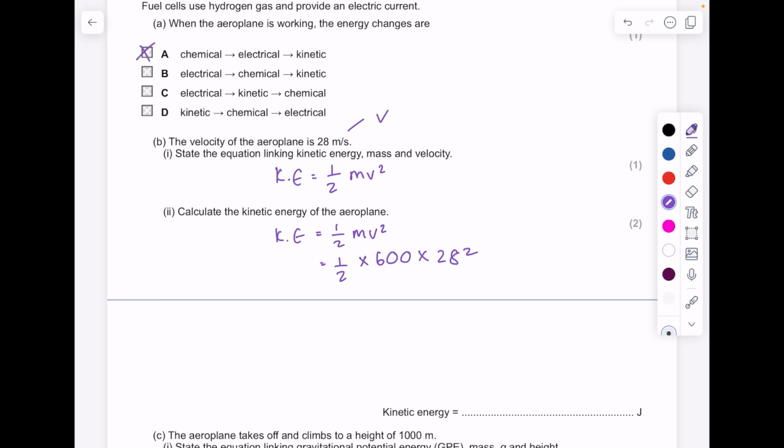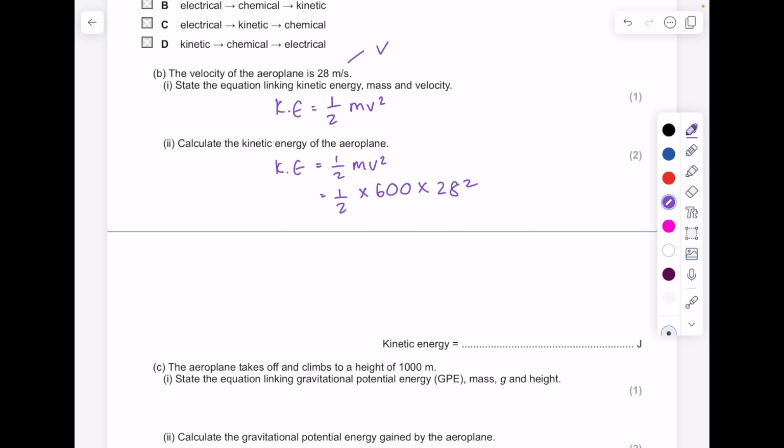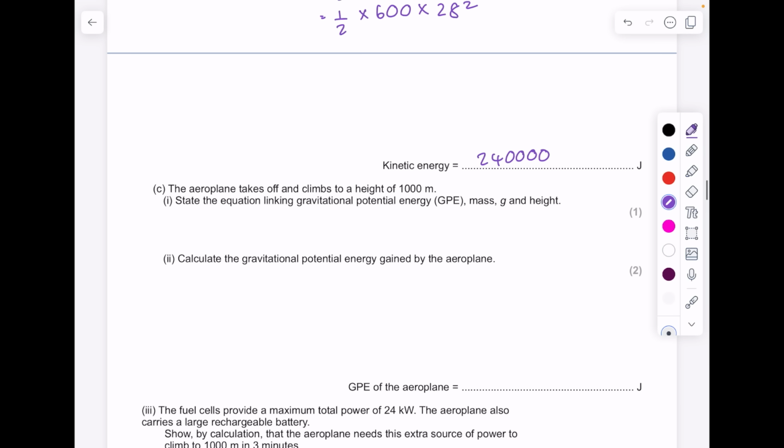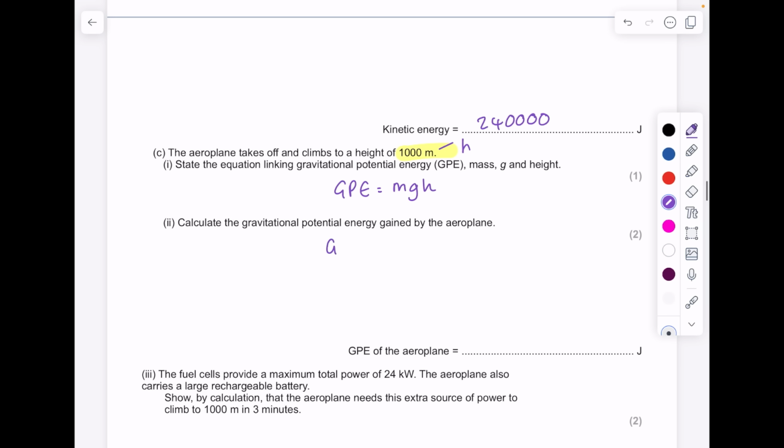Do 28 squared. Multiply those all together to get 240,000 joules to two significant figures. The aeroplane takes off and climbs to a height of 1,000 meters. State the equation linking GPE, mass, g and height. GPE equals mgh. Calculate the gravitational potential energy gained by the aeroplane.